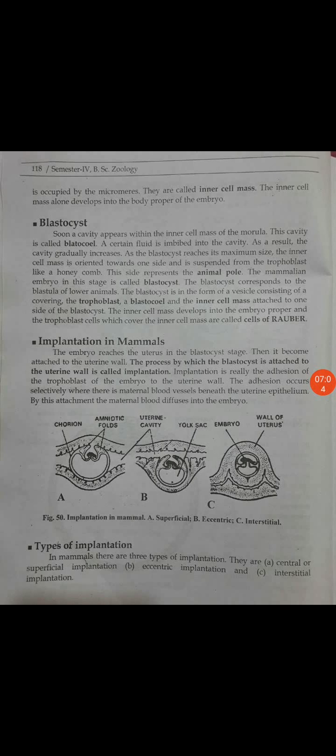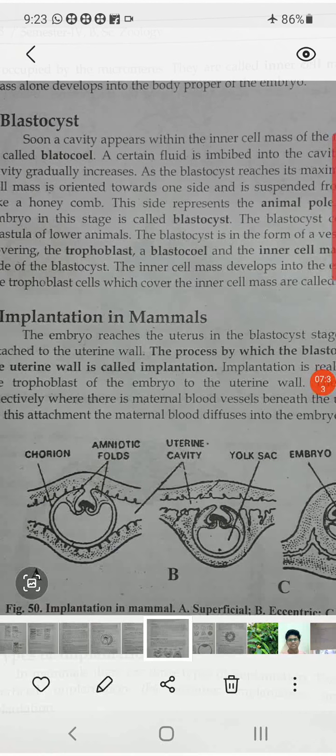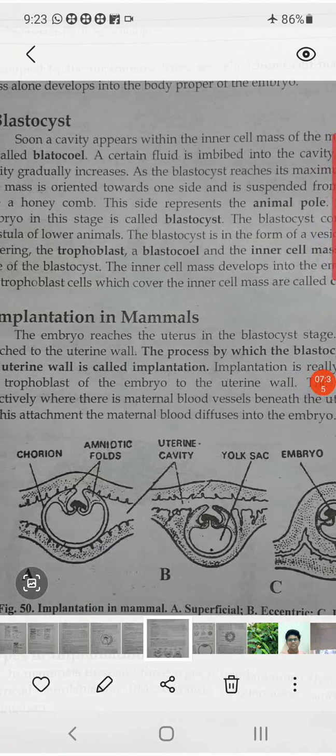Now, this embryo proceeds. Embryo means now we call it a blastocyst. So we proceed and the implantation occurs. Implantation means the attachment of this embryo to the uterine wall. This is called implantation. So, the embryo reaches the uterus in the blastocyst stage. Then it becomes attached to the uterine wall, and the process by which the blastocyst is attached to the uterine wall is called implantation. Just let me explain. See how this embryo gets involved in the uterine wall.